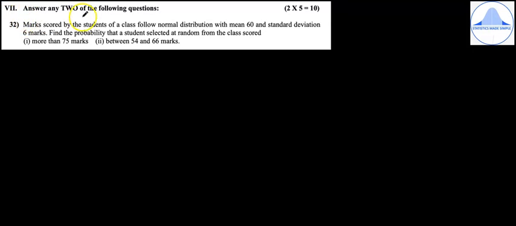Seventh main, answer any two of the following questions. 2 into 5 is equal to 10. 32nd question, marks scored by the students of a class follow normal distribution with mean 60 and standard deviation 6 marks. Find the probability that a student selected at random from the class scored, first subdivision, more than 75 marks, second subdivision, between 54 and 66 marks.